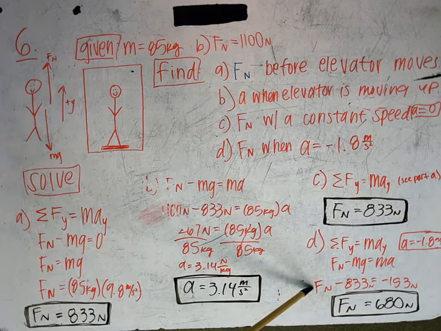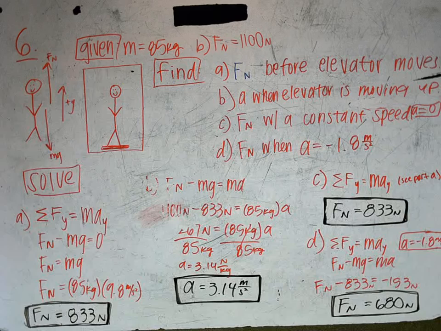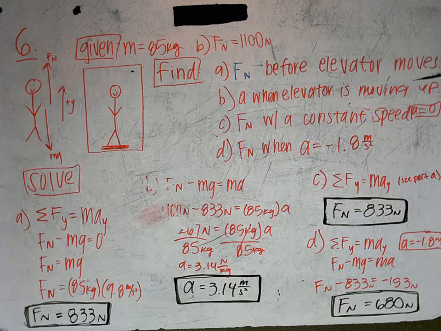I think they skipped a step here, but they just add 833 to the 153 to get 680 newtons. You guys agree with that, the other groups? So you're going to feel lighter. That's why you feel lighter. You're not lighter. You're the same weight, but you're decelerating. So you should always jump, see if it works.